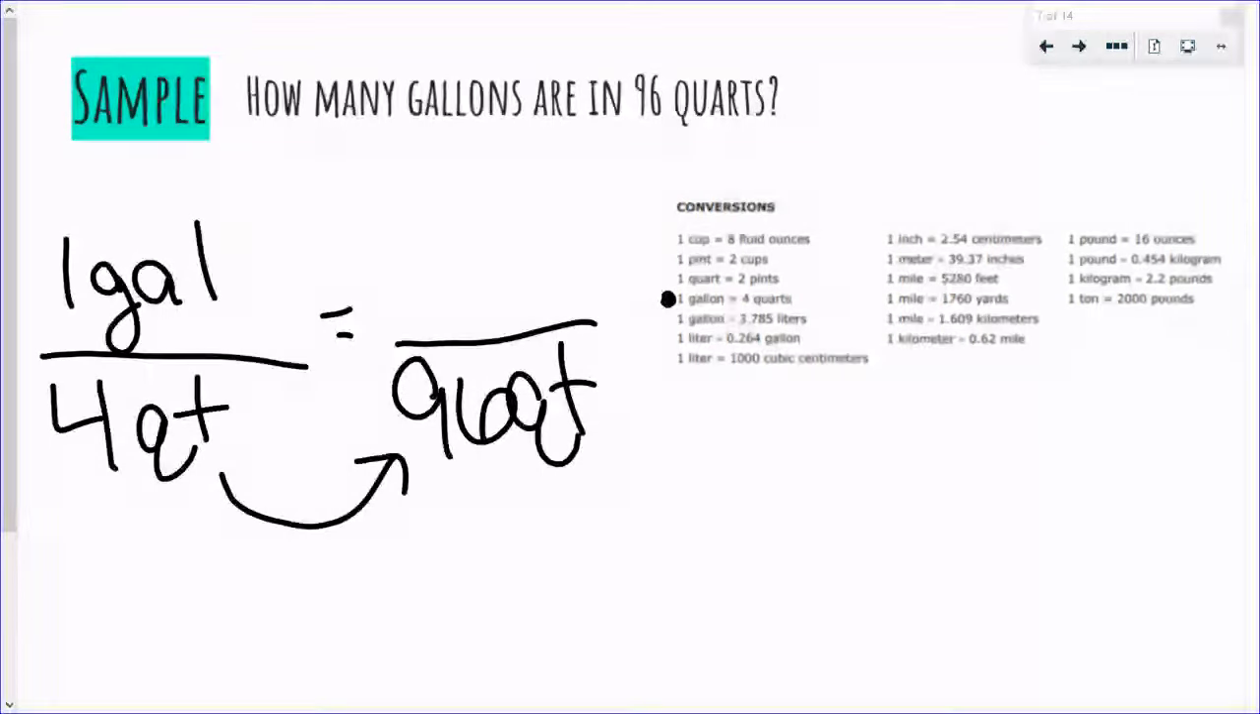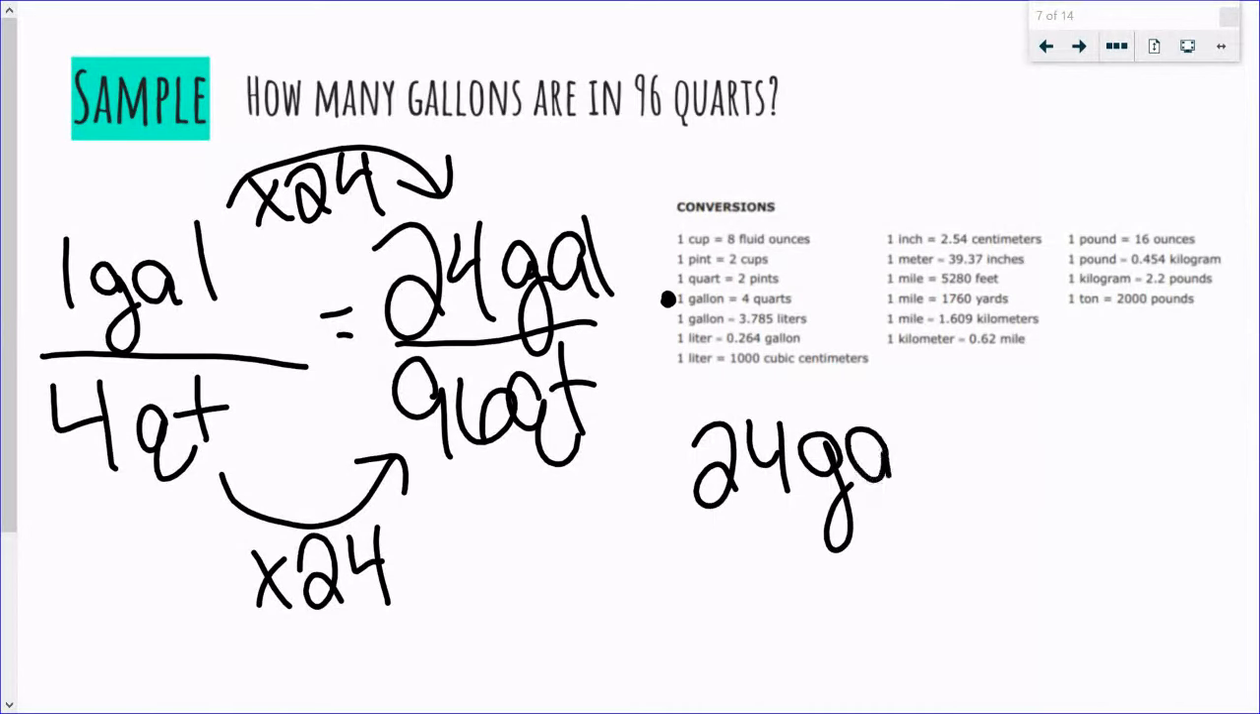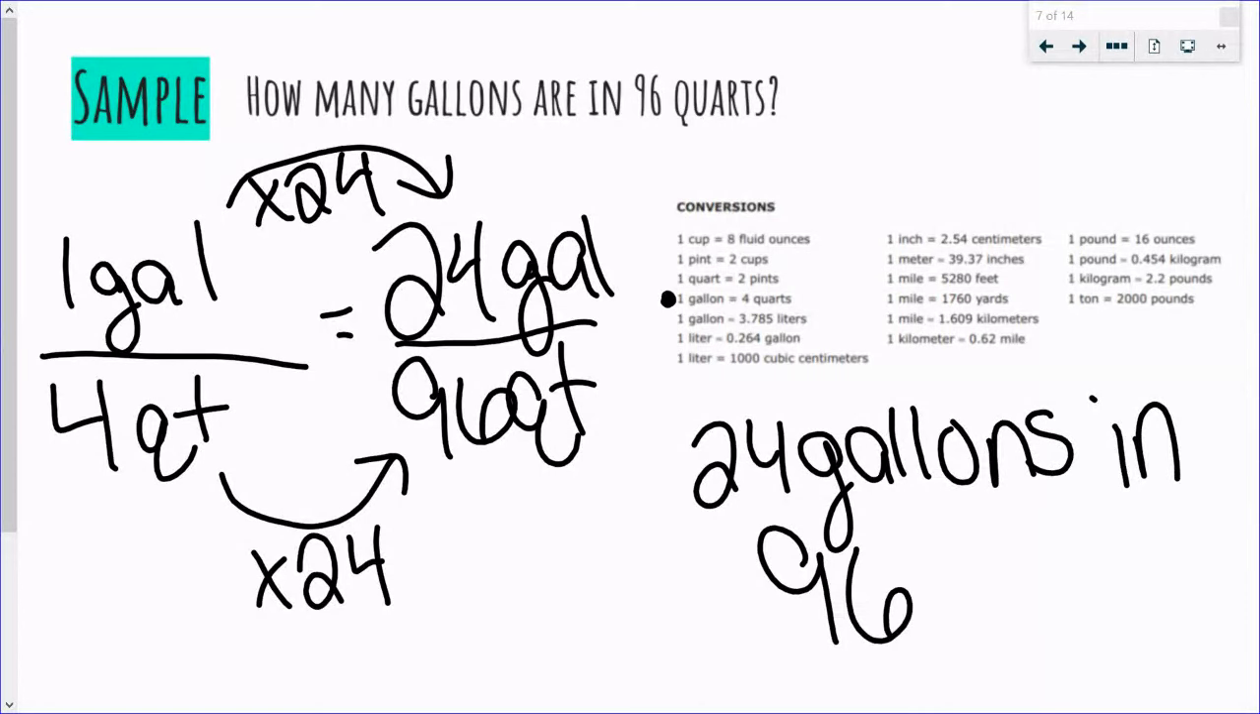I know that this is going to be quite a large number. I know that 4 times 20 is 80, and then I would keep going. 4 times 21 would be 84, 4 times 22 would be 88, 4 times 23 would be 92, and then 4 times 24 would bring us to 96. So 1 gallon times 24 would be 24 gallons. So there are 24 gallons in 96 quarts.